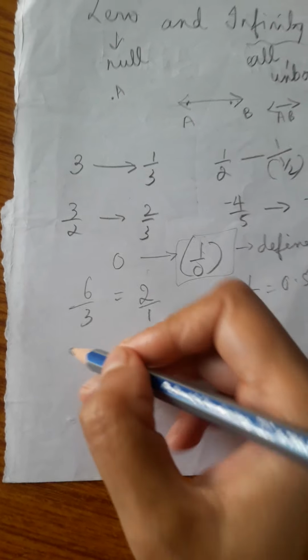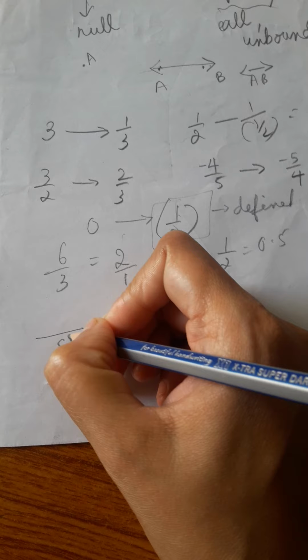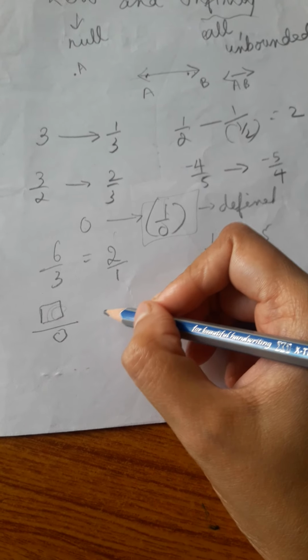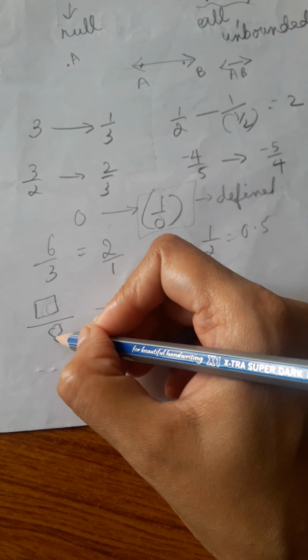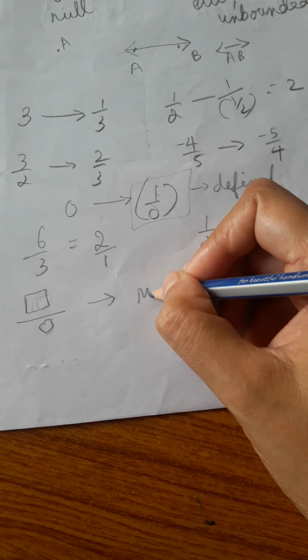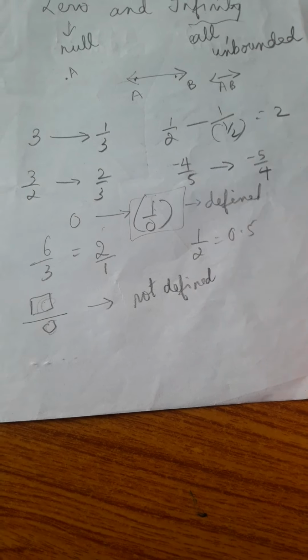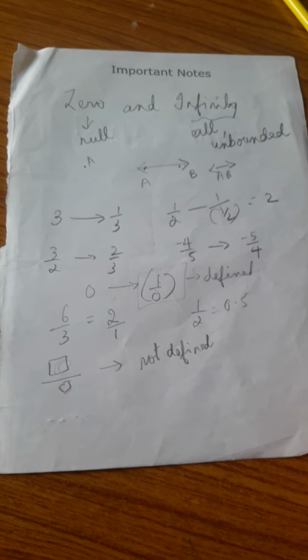So remember, whenever 0 comes in the denominator, let there be anything here. This stands for anything. So when 0 comes in the denominator, the answer is not defined. Right? See, we shouldn't confuse.